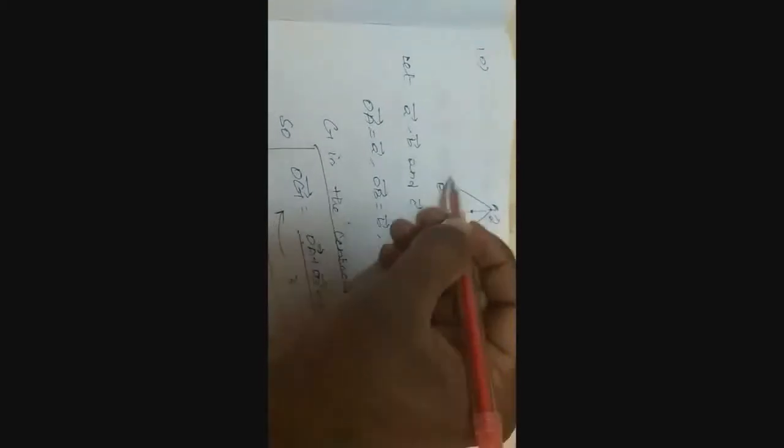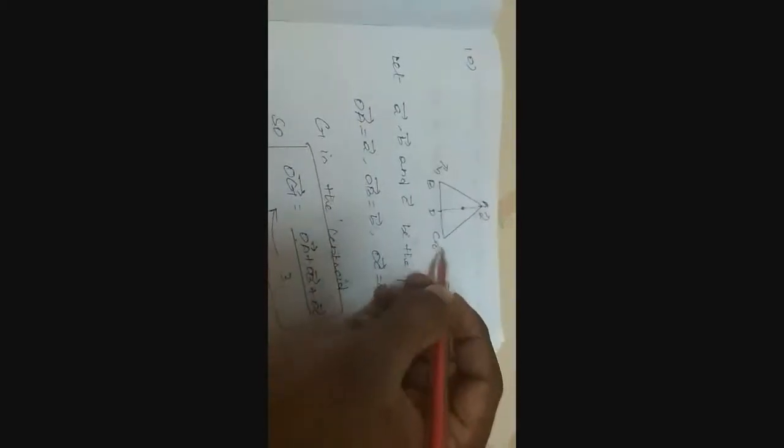So let A vector, B vector, C vector be the position vectors. So OA equal to A vector. Here O is the center. OA is A vector, OB means B vector, OC means C vector. G is the centroid. Now multiplying by 3 on the opposite side, 3 into OG, 3 OG equal to OA vector plus OB vector plus OC vector.